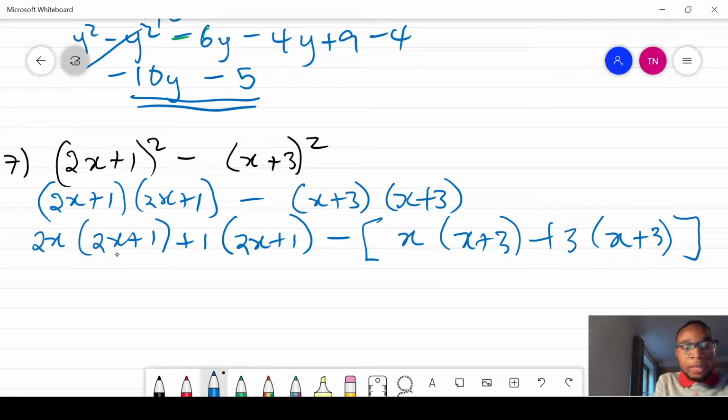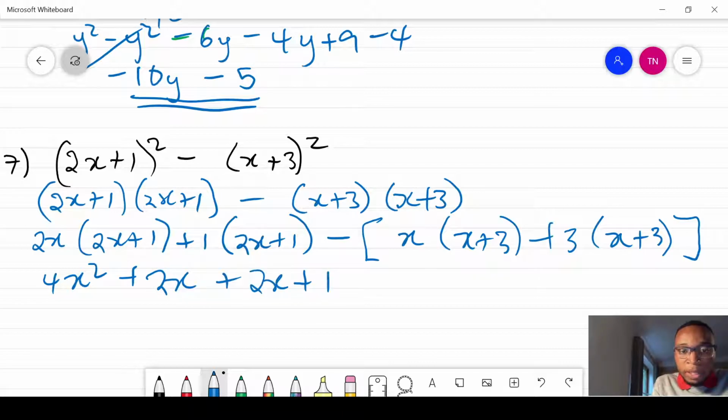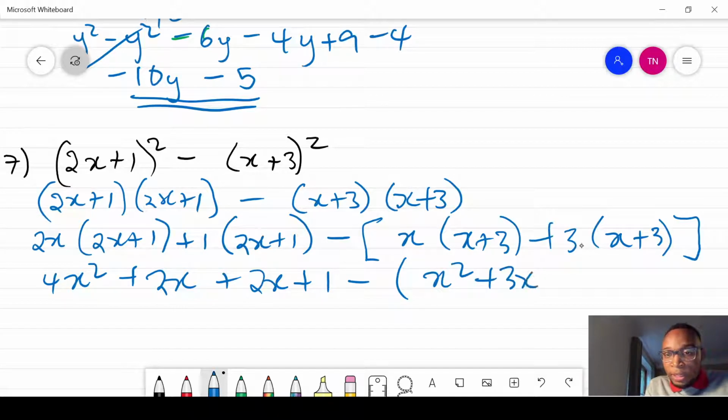So we're going to expand 2x multiplying 2x, that becomes 4x squared. Then 2x multiplying 1, that becomes just 2x. Then 1 multiplying 2x is just 2x. 1 multiplying 1 is 1. Then minus everything that is on the big bracket is going to be expanded. Then x times x becomes x squared. Then x times 3 just becomes 3x. Then 3 times x, that becomes 3x. Then 3 times 3 just gives you 9.